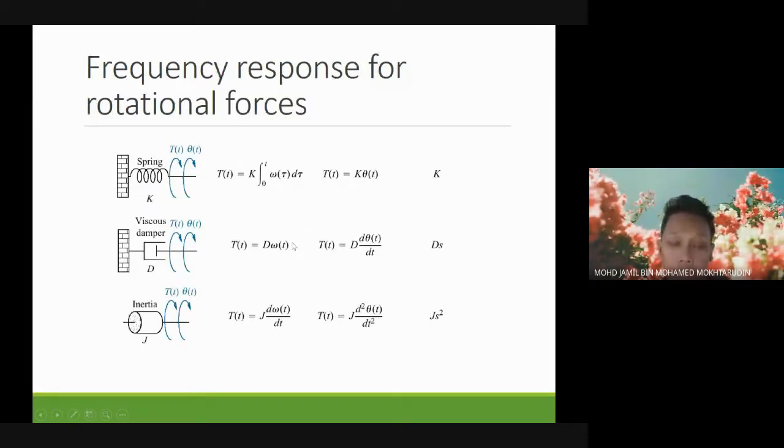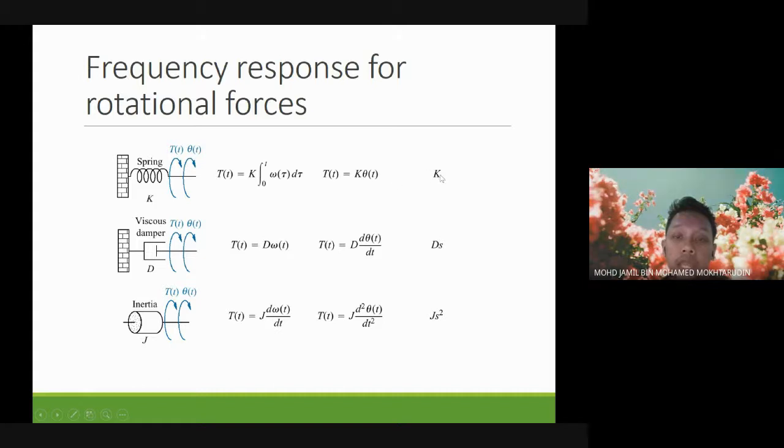And we also have similar elements for rotational motion. We have spring, damper, and inertia. For inertia, instead of mass, we have inertia J, symbol J. For spring, the same thing: we have the torque equals K times the rotational displacement. So instead of linear displacement, we multiply with rotational displacement, K theta.